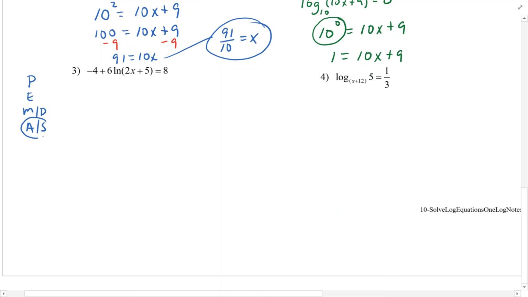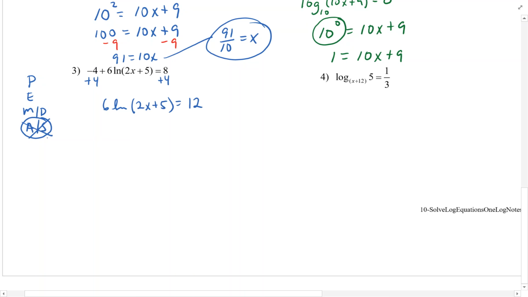So as we look for any addition and subtraction outside of the log, we have that minus, or negative, 4 plus 6 times that log. So we're going to get rid of that by adding 4 to both sides, and we're left with 6 times the ln of 2x plus 5 equals, and we have 8 plus 4 is 12.